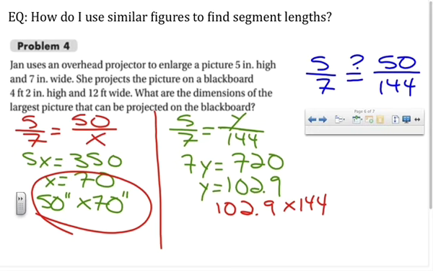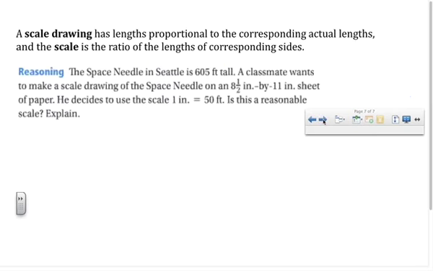We have from this screen what we need. Last example deals with scale drawings. And once again, this is something that you might have already dealt with before. Notice in this problem that we have the Space Needle is 605 feet tall. I'm trying to draw the Space Needle on a standard sheet of paper, 8.5 by 11, and I'm using the scale 1 inch by 50 feet. And I'm being asked if this is a reasonable scale.